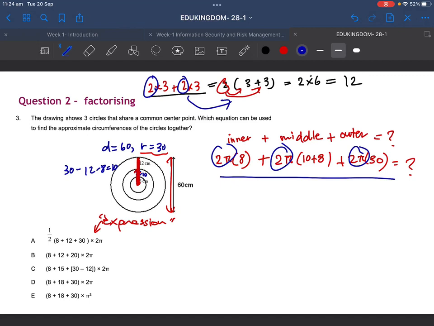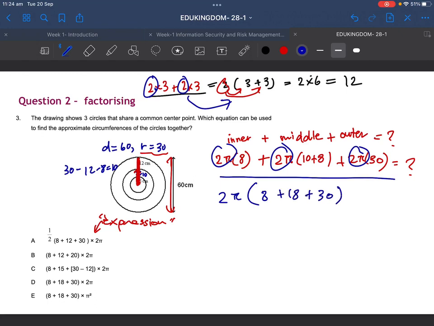Or, in other words, I can make sure that this becomes 2 pi, big bracket, 8 pi plus 18 pi plus 30 pi. Okay? Oh, not pi. Oops. No pi, no pi, no pi. So let me reiterate that again. I can say that this is the same thing as 2 pi, big bracket, 8 plus 18 plus 30.